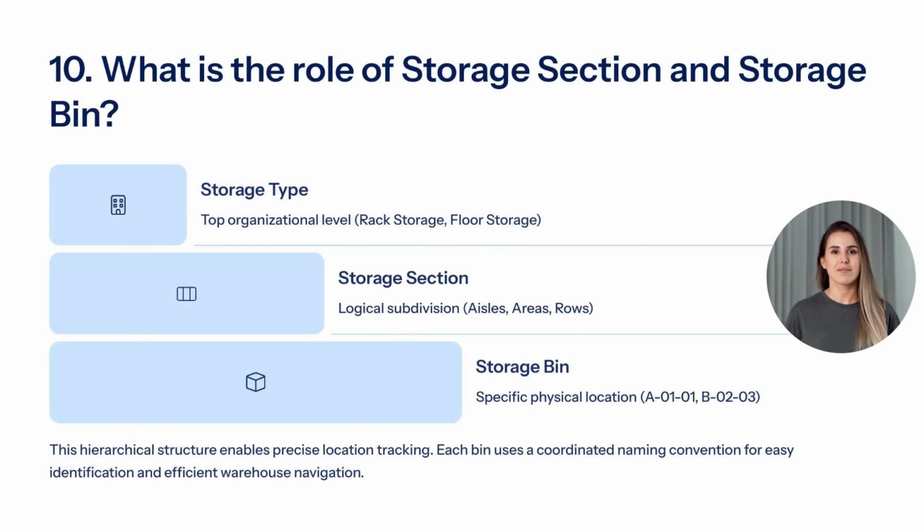10. What is the role of storage section and storage bin? A storage section is a logical subdivision of a storage type, like rows in a rack, while a storage bin is the smallest addressable unit where the stock is actually placed. In one project, I configured bins using a naming convention that mapped to aisle and level for easier navigation.